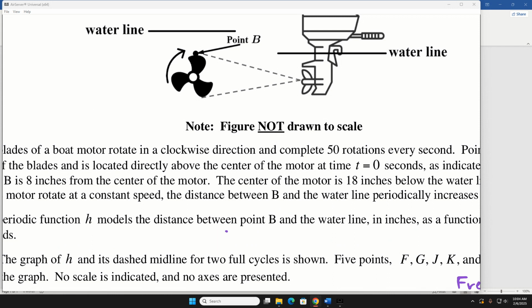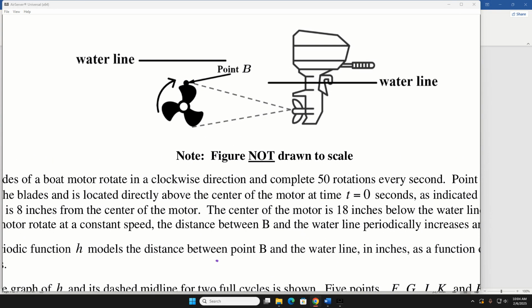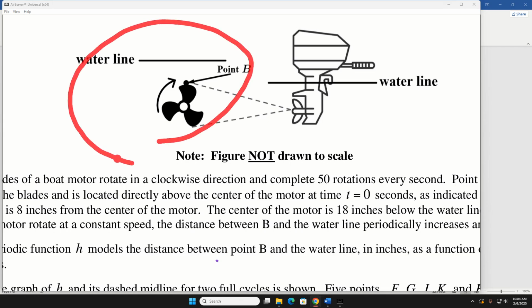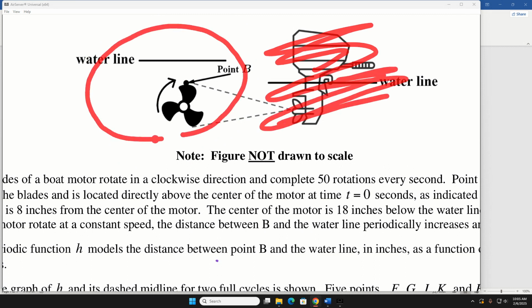Okay, so this first one is about the blades of a motor boat. And they give you two pictures, which confused a whole bunch of people last period. Really, for me, the only one I really needed was this one. So the whole problem is talking about a point on the blade, and we're changing it to the water depth at different times as it spins, okay? So for me, you can just not worry about this guy and just look at this.